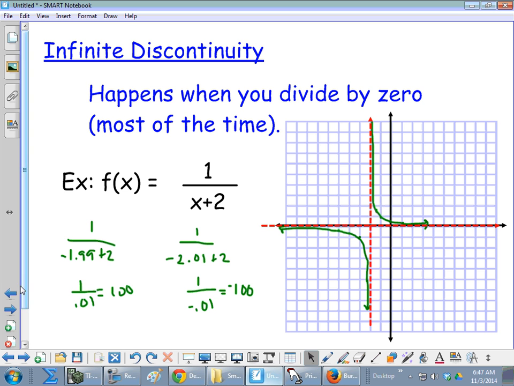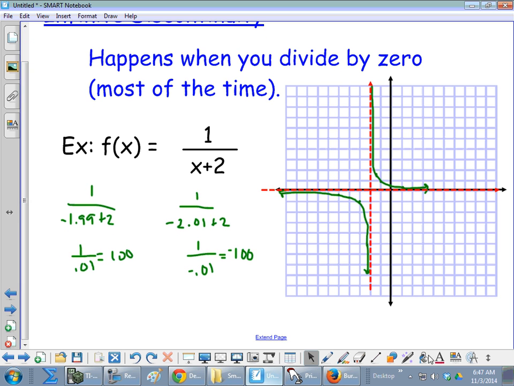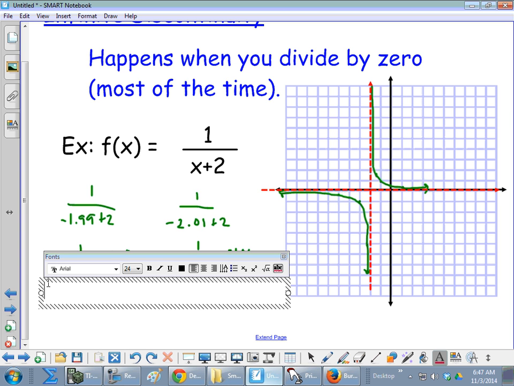And an asymptote, we can type this out, is a line that a graph approaches.